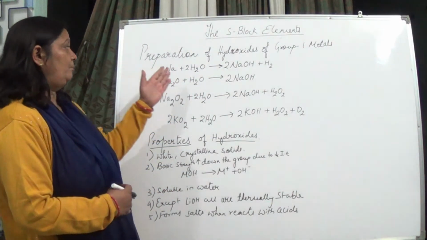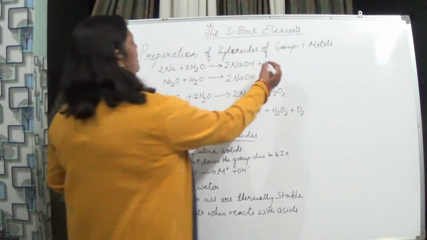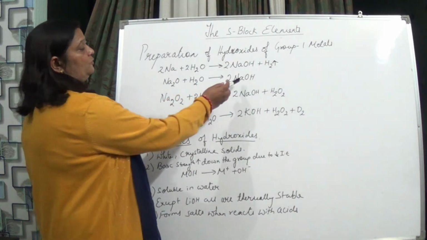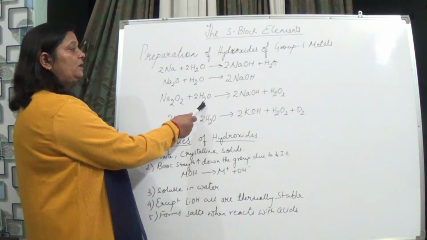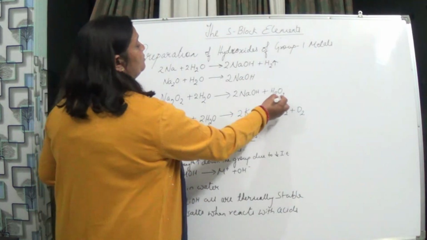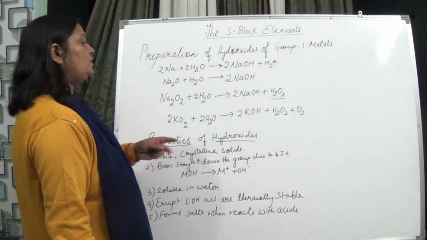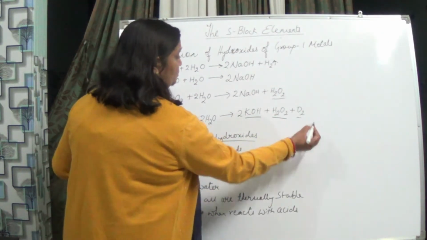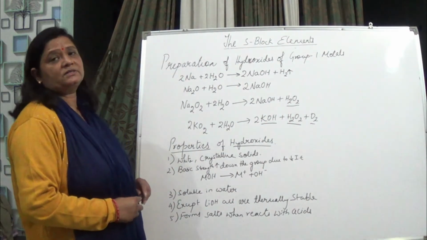Sodium reacts with water very easily to form sodium hydroxide, and hydrogen gas is liberated. Sodium monoxide also reacts with water to form sodium hydroxide. Sodium peroxide also reacts with water to form what? Sodium hydroxide, and hydrogen peroxide is released. Likewise, potassium superoxide reacts with water to form potassium hydroxide, and hydrogen peroxide as well as oxygen is given out. Let us study the properties of the hydroxides of alkali metals.